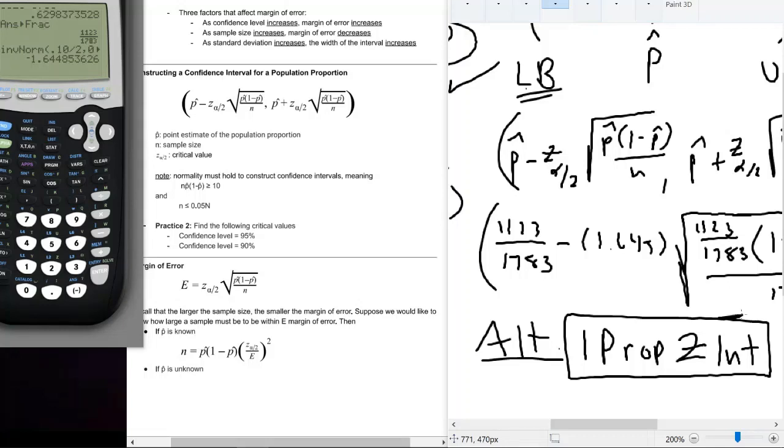Okay. By hand approach is fine. Just be warned, it does take a while to do. It's very time consuming, but let me show you what this 1 prop z int looks like.